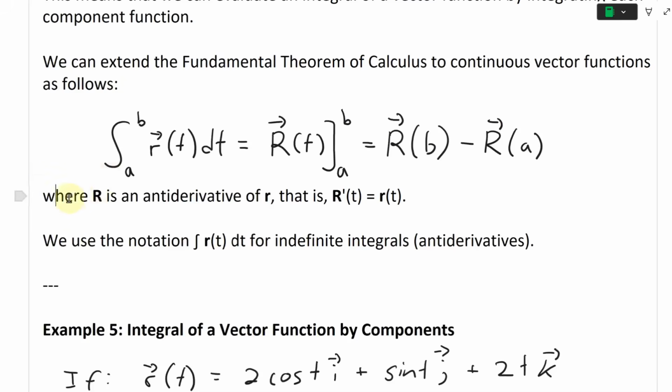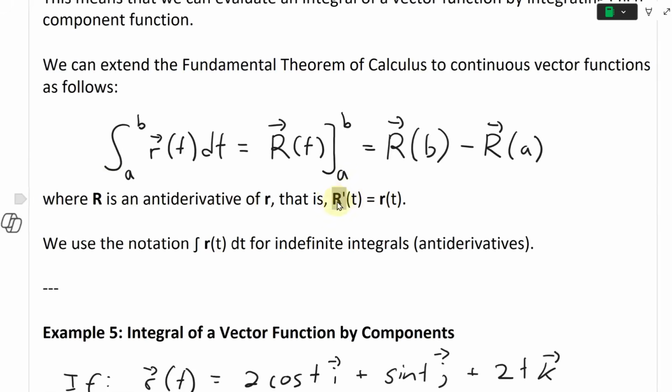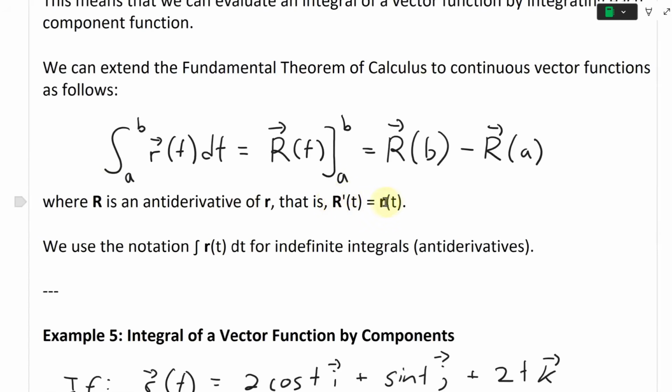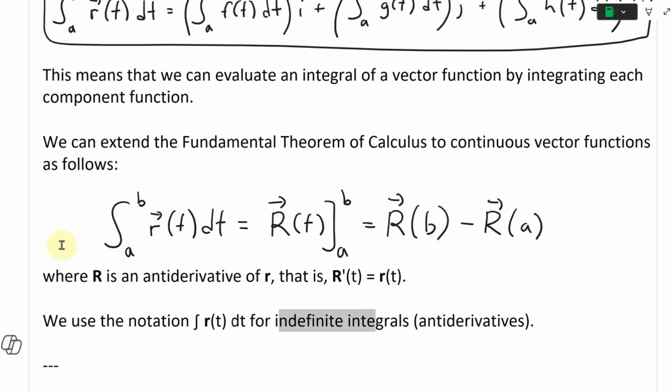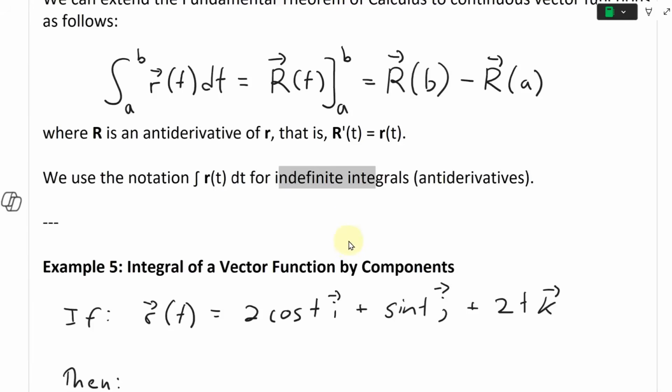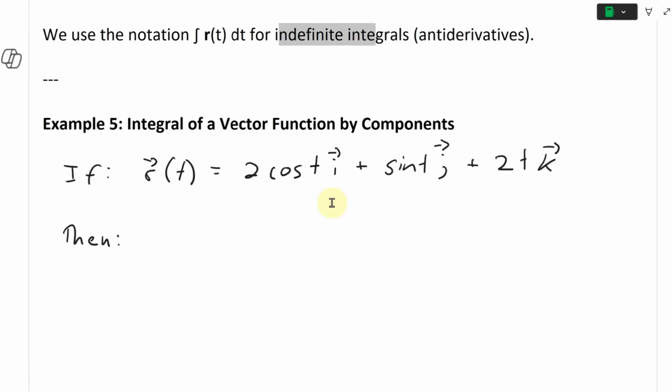And here I just wrote it down, where capital R is an antiderivative of lowercase r, that is, R prime, the derivative of capital R, is equal to lowercase r. So basically it's the antiderivative, going backwards. The derivative of this one is equal to the vector function r. We use the notation, the integral sign r of t dt, for indefinite integrals or antiderivatives. That's when we're not evaluating from a to b, just getting the actual antiderivative in general. We'll go over an example of this.